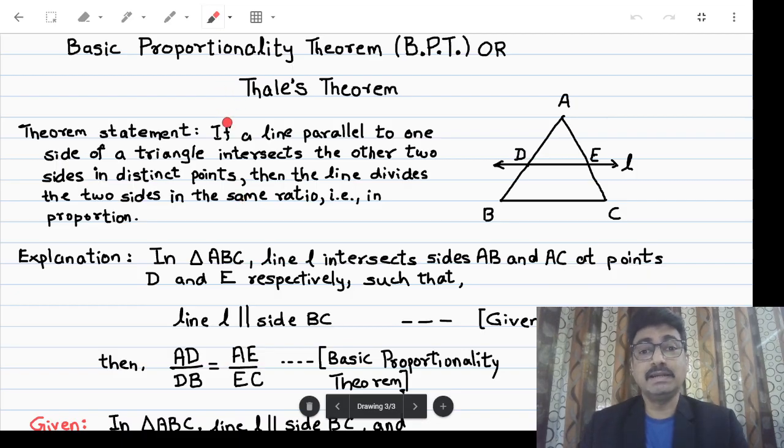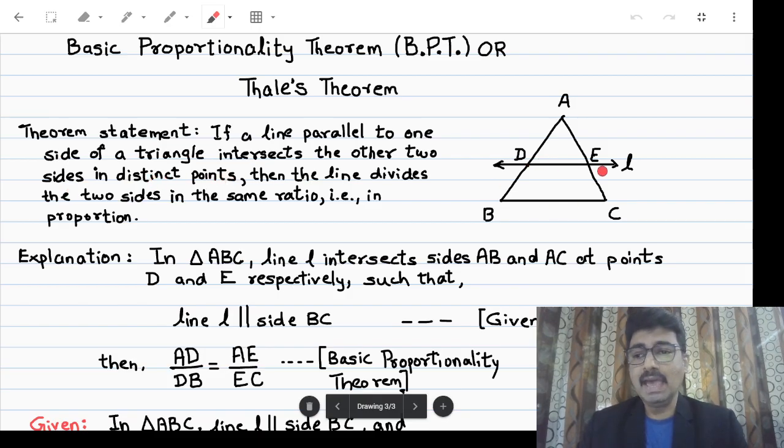Now, let us read and understand this statement with the help of the diagram. If a line parallel to one side of a triangle, so here if you observe, the line L is parallel to the side BC. So we have line L parallel to one side of the triangle, which is the side BC, for triangle ABC, right? Now, it intersects the other two sides in distinct points.